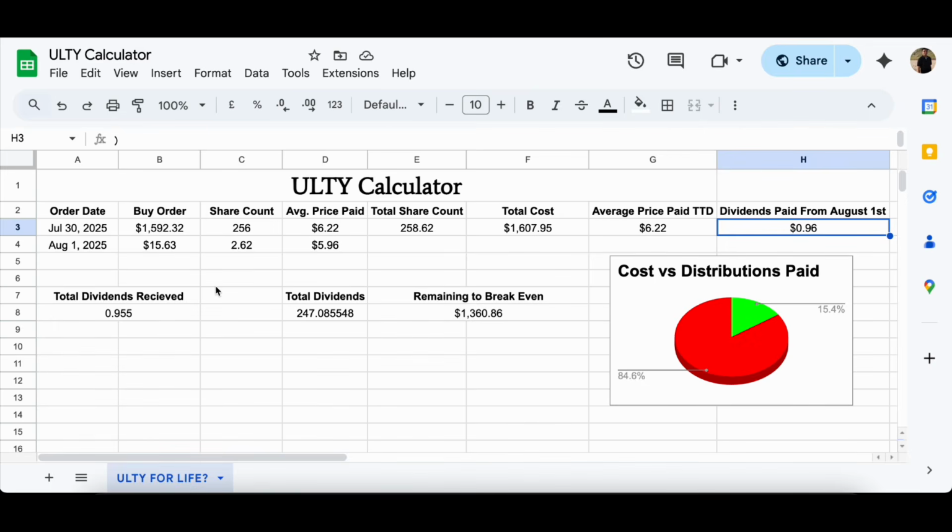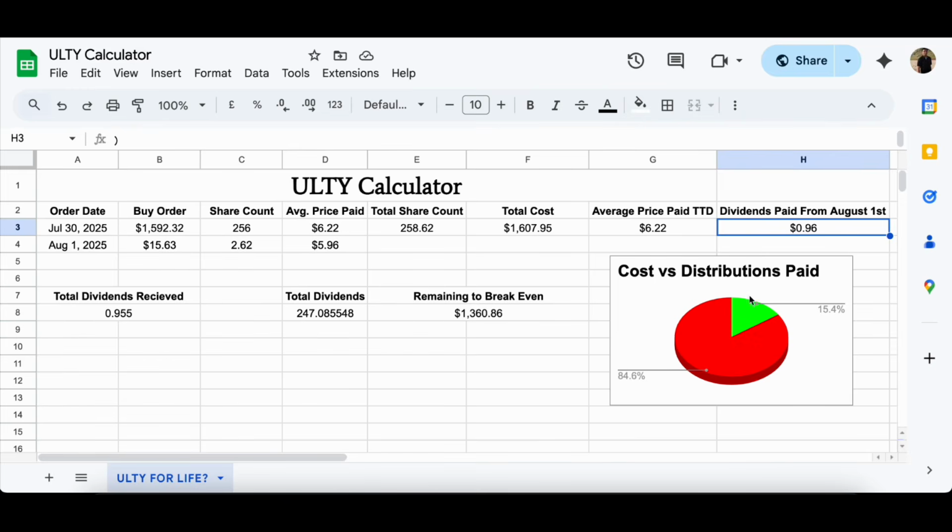Up to this date, I've been paid almost 96 cents per share from all of my positions. Since I have 258.62 shares, I got paid a bit over $247. And my investment, as you guys can see, was over $1,600. So the total dividends that I've received are 15.4% of my total investment that I initiated.